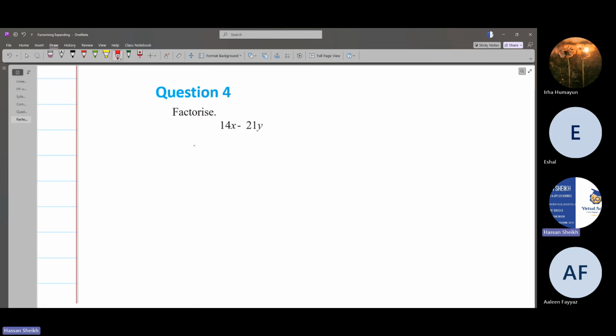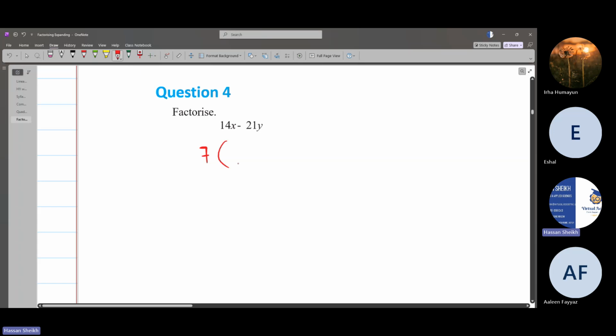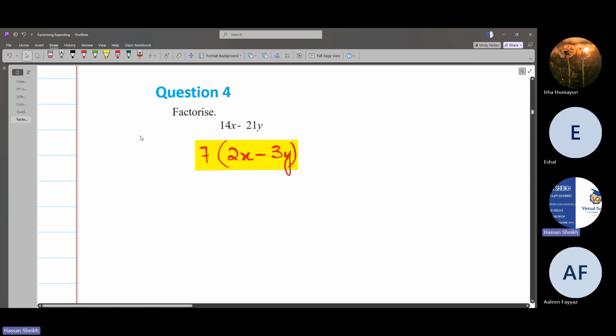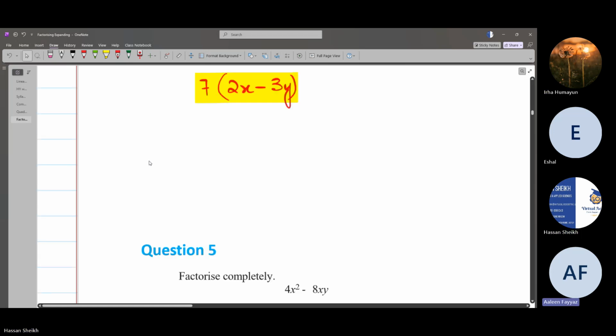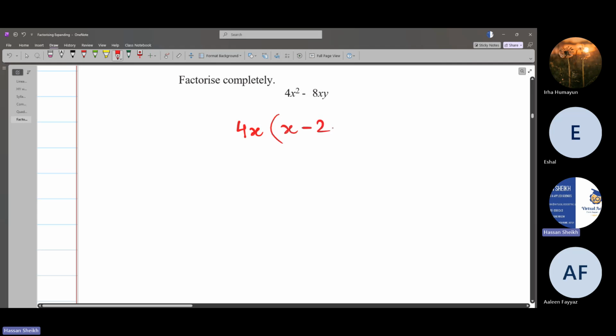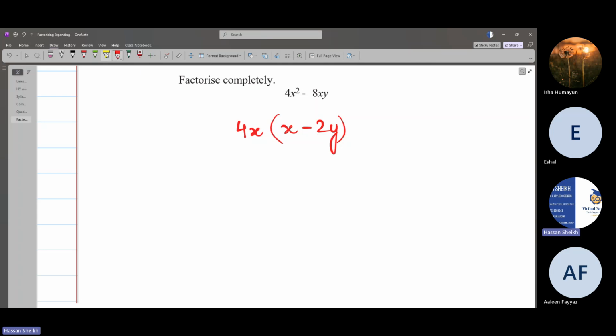Okay, 14x minus 21y, 7 is common here. So 2x minus 3y, because 7 times 3 is 21, 7 times 2 is 14, and there is no variable common between 14x and 21y. Agree? Now this one, 4x squared minus 8x, we take 4 common, and among the variables we have x common. So we are left with x minus 2, because 4 times 2 is 8. X is already gone out, left with y only.